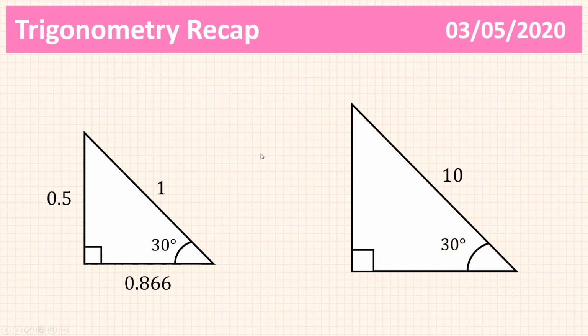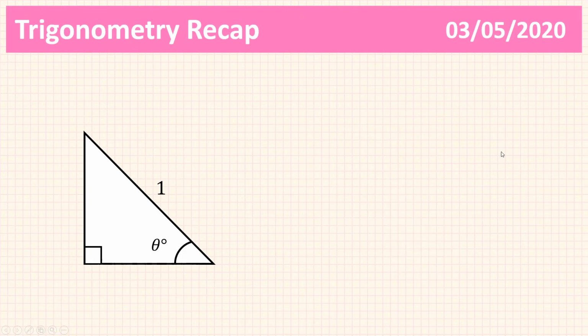What's happened this time? Pause the video. What do you think? Well, this time we multiply the hypotenuse by 10. So we have to multiply the sides by 10. But once again, if you check the ratios, they are still the same. The ratios are still 0.5 and 0.866. The ratios have not changed, regardless of how big the triangle is.